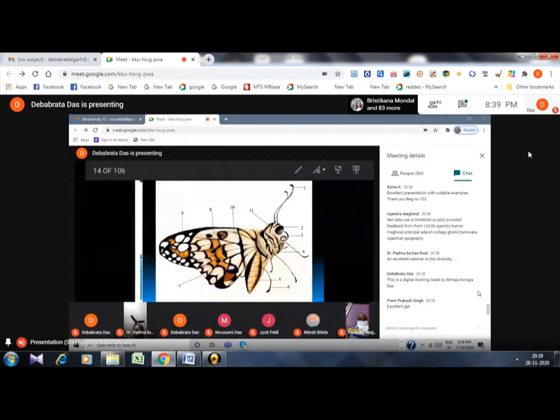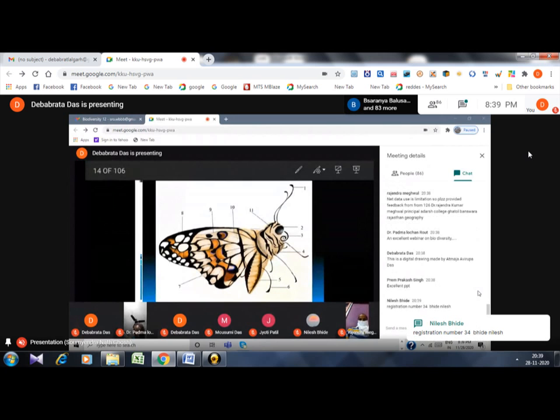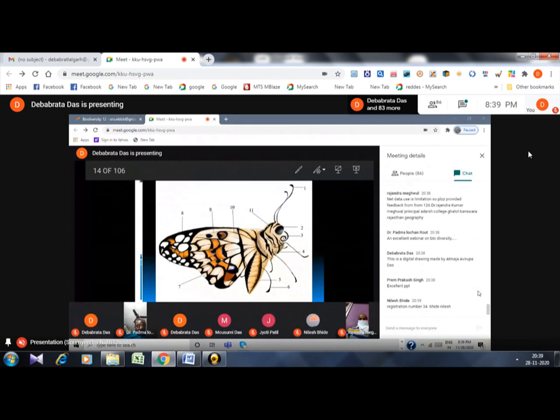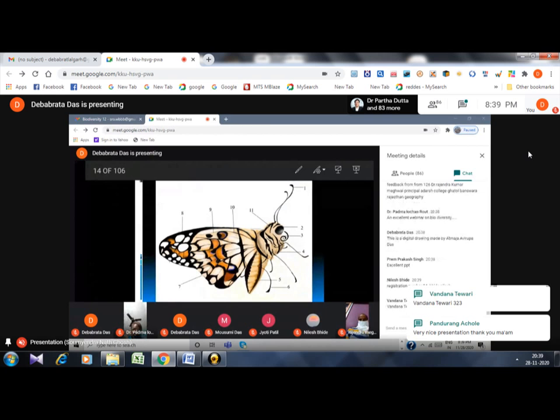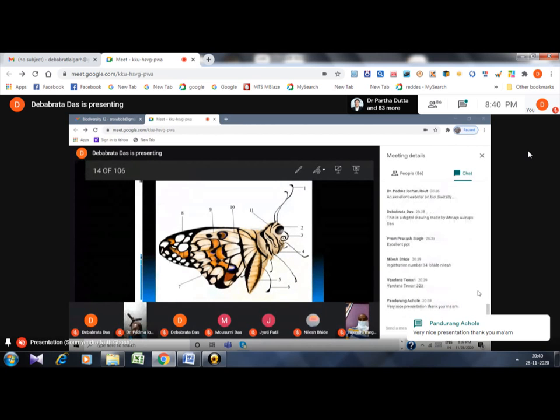There is a black line. Those black lines are called veins. Those are rib-like tubes that support and strengthen the wing. Like our body has a skeleton to support us, the butterfly wing has veins. And each vein encloses a plain area called a cell. Now I have completed all of these, so I will go to the next slide.